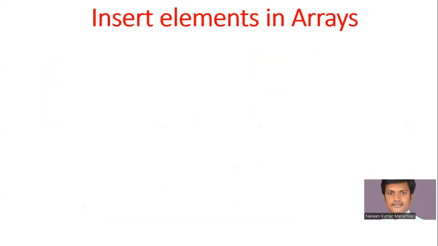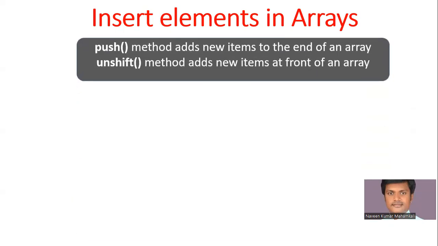If you want to insert elements in an array, there are many predefined functions supported by arrays in JavaScript. For inserting elements into the array, there are 2 methods specifically, push and unshift. The push method inserts new elements at the end of the array, whereas the unshift method inserts the new element at the beginning of the array.